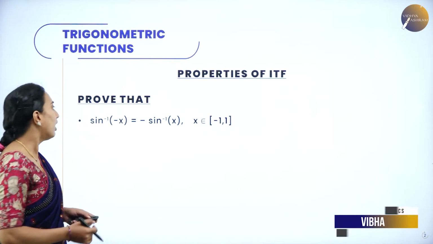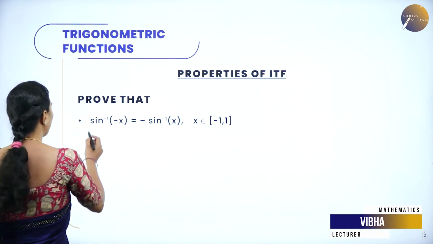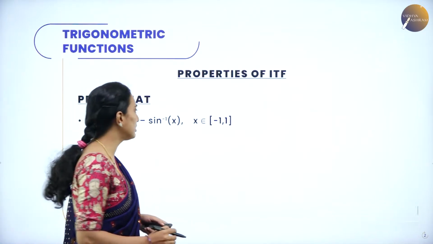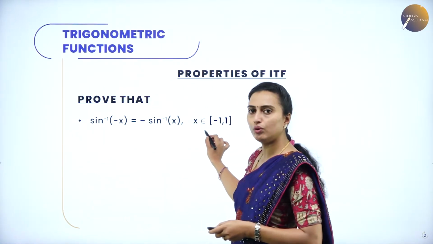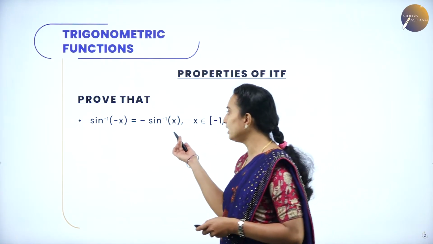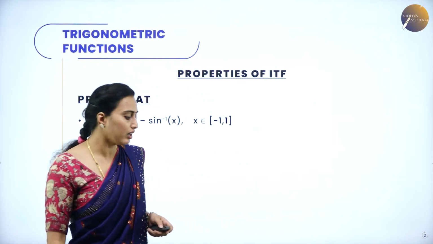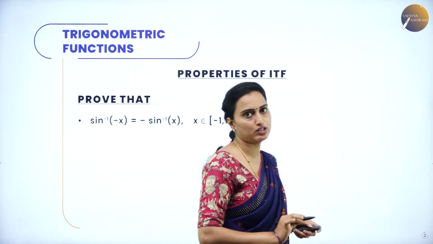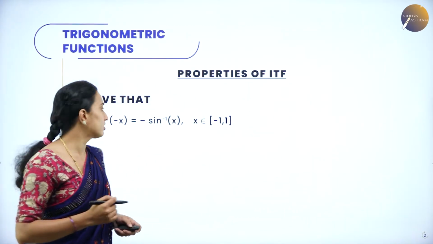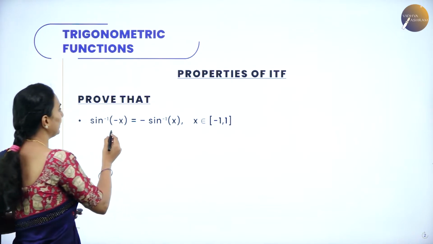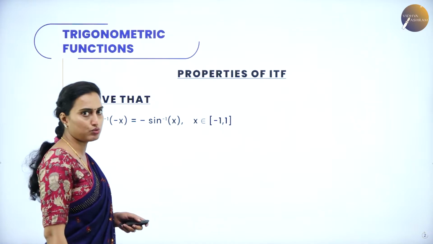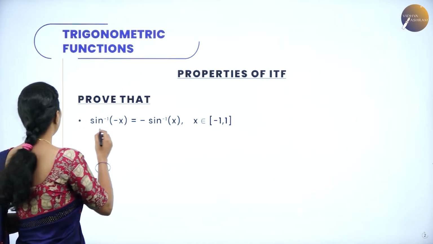In this, we have to prove that sine inverse of minus x is equal to minus sine inverse x for x belongs to minus 1 to 1, which is nothing but the domain of the inverse function, or the range of the sine function, right? So here I am going to take a substitution. I can substitute either the left hand side or the right hand side.